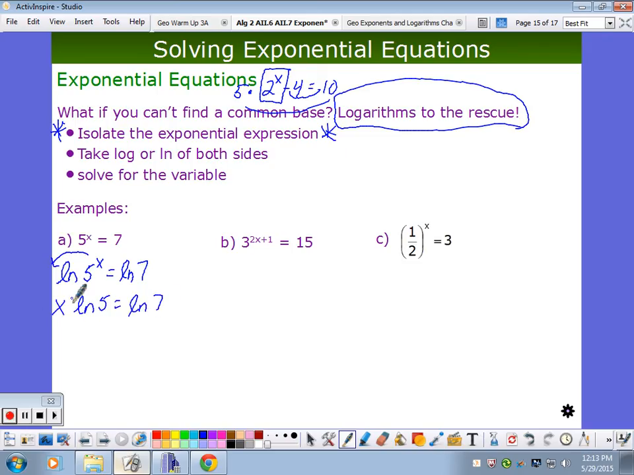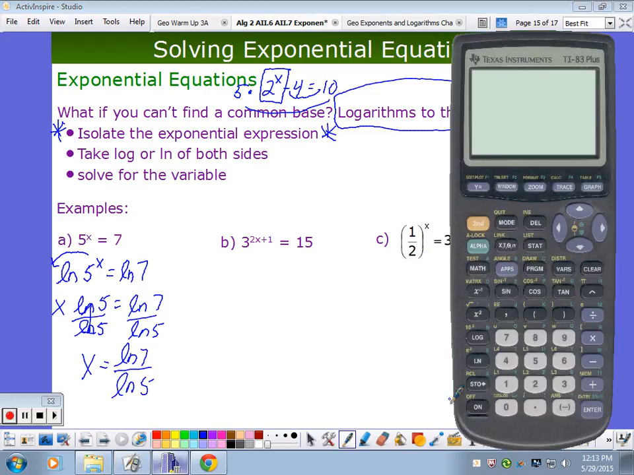Now remember, this is just a number. It's nothing mysterious. It's just a number. So you're going to divide by this number. And ln 5 over ln 5 is a 1, just like anything divided by anything, as long as it's not 0, is 1. So this is the exact solution. It's ln 7 over ln 5. That's the exact solution.